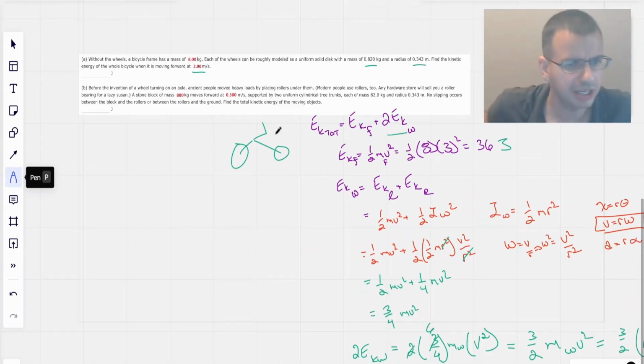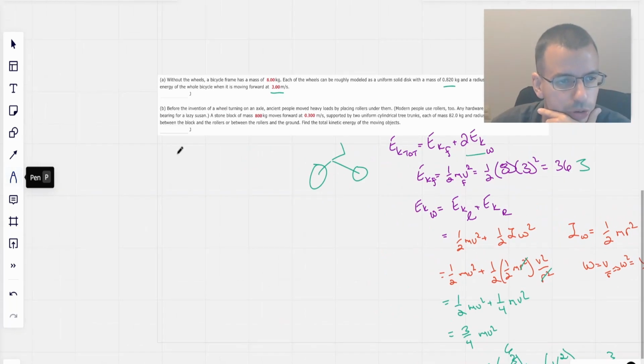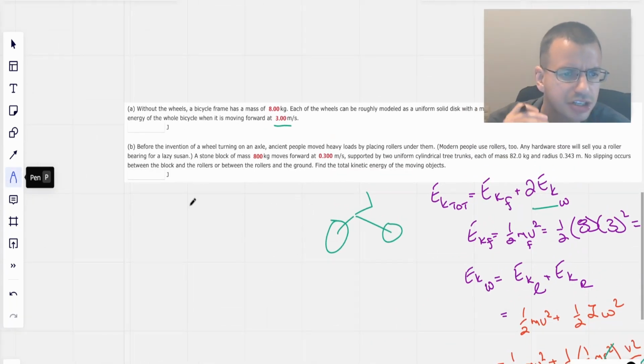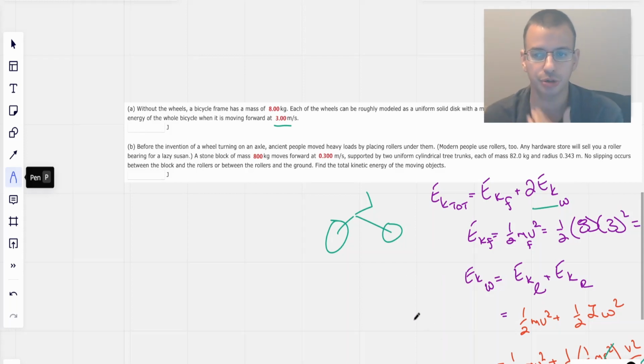All right, it's basically a completely different question. All right, we got this. For the invention of the wheel, turning on an axle, ancient people moved heavy loads by placing rollers under them. Modern people use rollers too. Any hardware store will sell you a roller bearing using a Lazy Susan.